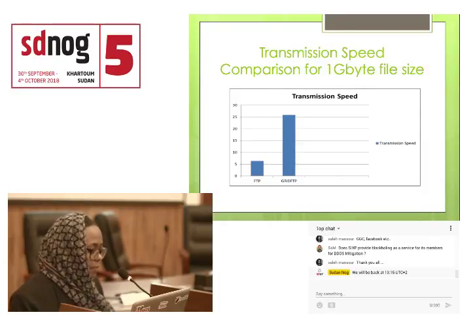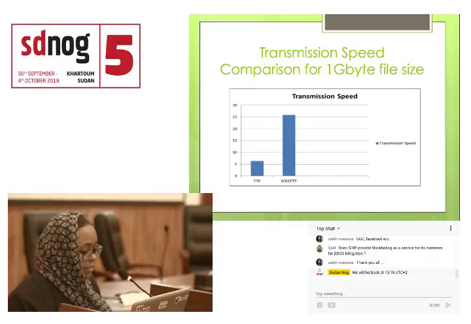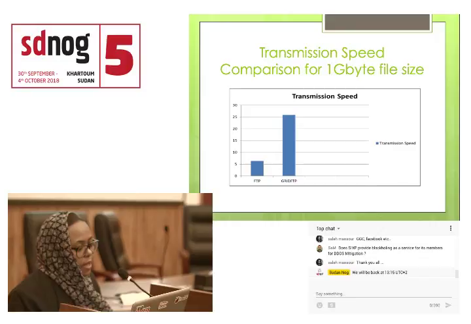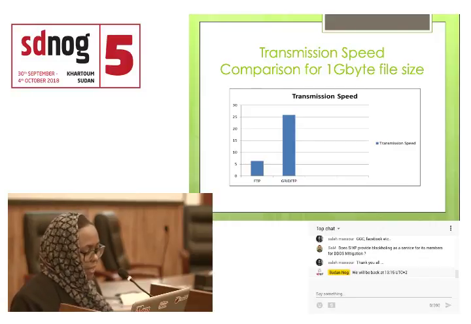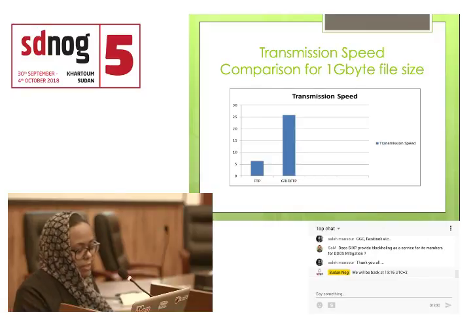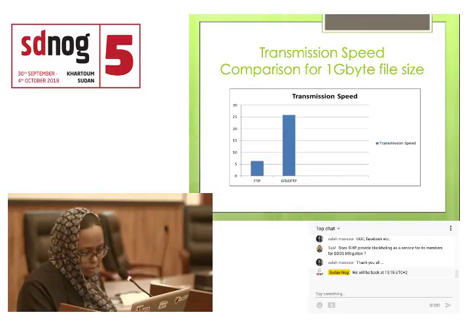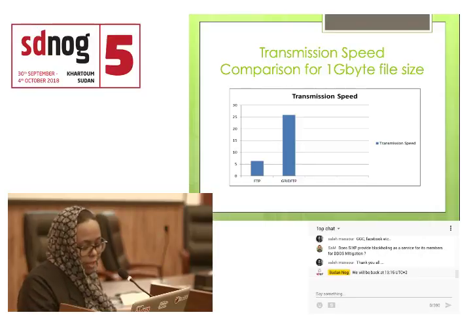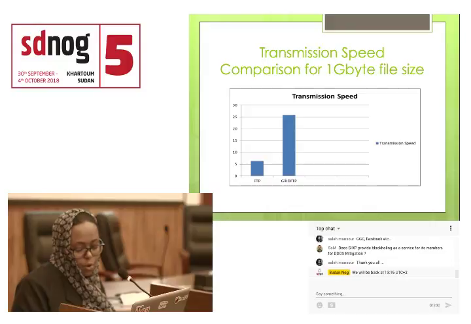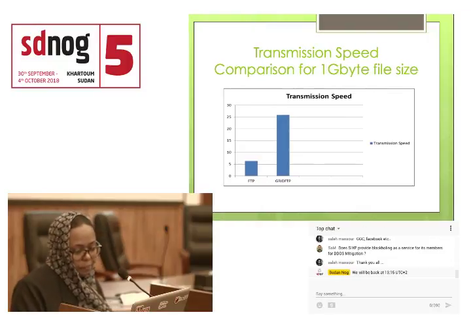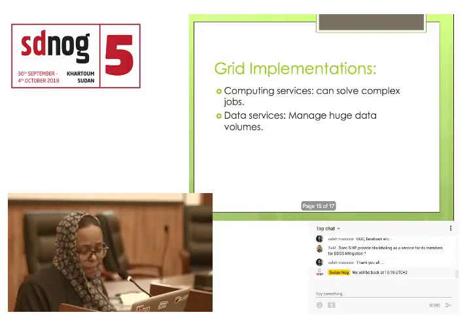Here is the comparison between regular FTP and Grid FTP in transmission speed. We picked a 1 GB file, and in a transmission between two cities, the regular FTP transmission speed was 5.23, and for Grid FTP, the transmission speed was 25.6 megabits per second.